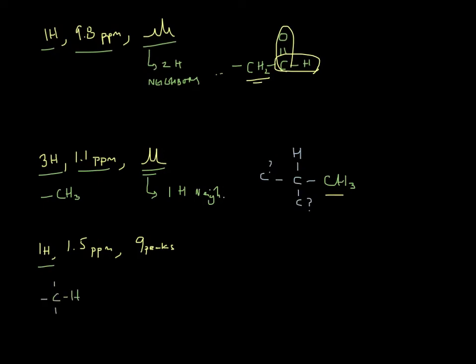It's at 1.5 ppm, which again isn't really much. It doesn't tell us much. It's just not next to anything fancy. But it's got 9 peaks. 9 peaks means that it has 8 hydrogen neighbors. And that is something. So if you haven't gotten that far, see if you can work that out. But this is a CH, and it's got 8 neighbors.